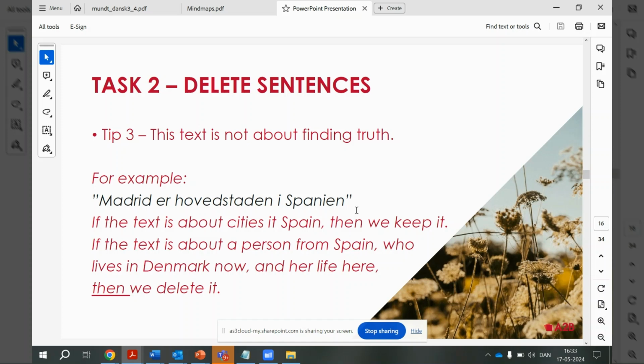So the third tip is that this exercise is not about finding the truth, finding truthful statements. For example, we can have a text that says, Madrid er hovedstaden i Spanien. That's true. But if the text is about a person from Spain who lives in Denmark, and now we learn about her life and what it's like for her to be in Denmark, well, then it's not really relevant for us to learn that the capital of Spain is Madrid. On the other hand, if the text is about cities of Spain, well, then we keep it.